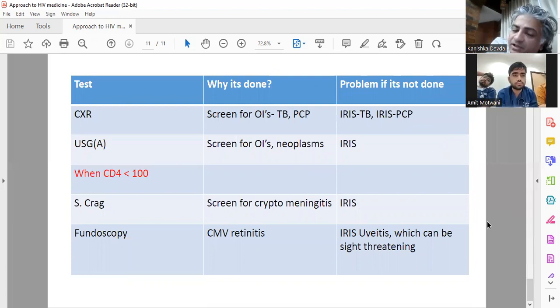As a part of baseline workup, we always do X-ray and sonography also. Basically, this is to screen for the opportunistic infections. If they are there, we have to treat them before we give the ART. Additional baseline workup which we do when the CD4 is less than 100 are these two, right? Serum cryptococcal antigen and a fundoscopy.